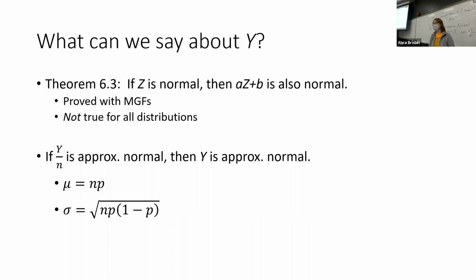With mean mu equal to n times p, and sigma equal to the square root of n times p times 1 minus p. So same mean and standard deviation as we saw back when we were thinking of y as a binomial random variable. And now we're saying that y is also approximately normal. Questions so far?